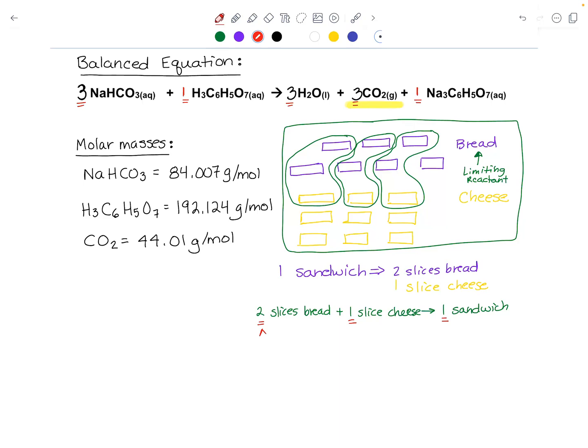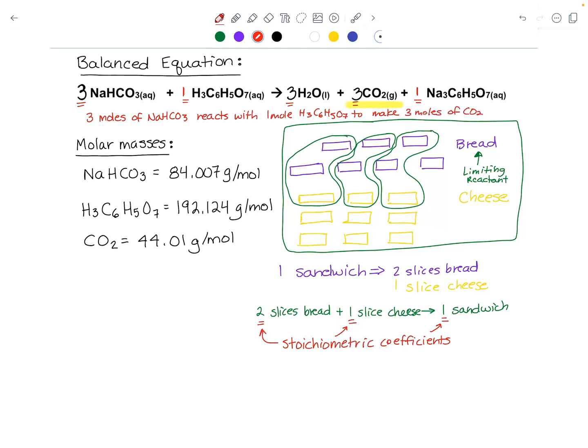So these are our stoichiometric coefficients. And they tell you how many molecules or how many moles of molecules are going to react. So 3 moles of sodium bicarbonate reacts with 1 mole of citric acid to make 3 moles of carbon dioxide. Okay.